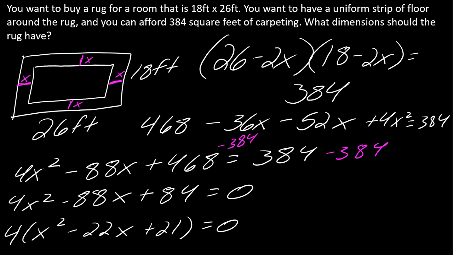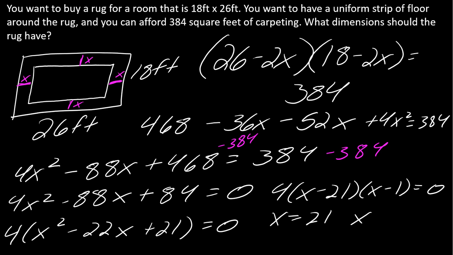And then, can I factor this? Totes my goats. So let's see, this will be 4 times (x minus 21)(x minus 1). So I have x equals 21 or x equals 1.